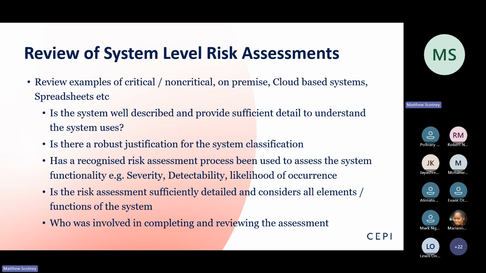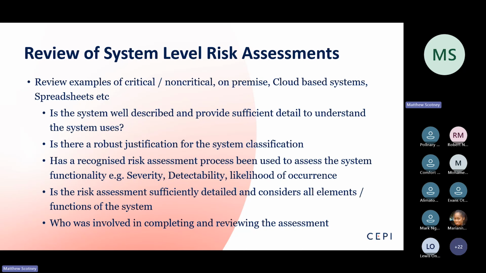We then have this system level risk assessment. This is a document below the listing, and this is basically looking at every single individual element of the computer system to say, okay, what level of criticality is it? We're looking for quite a detailed document here that talks about what's critical, what's non-critical. It tells you how the system works, how the system interacts with different parts of the process. We're looking for a document here that has the robust justification for the system classification.